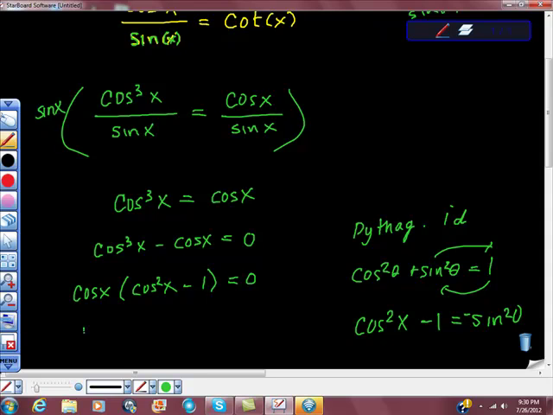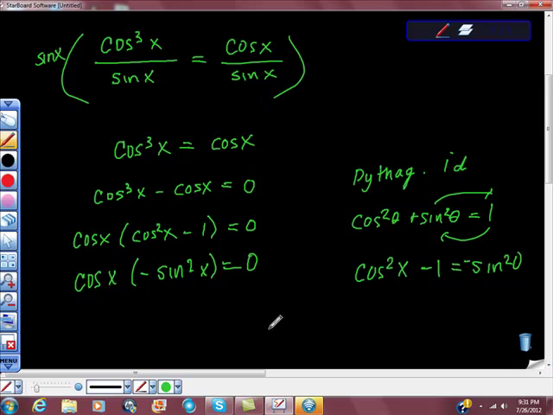So I'm going to replace this whole thing, and I'm going to say cosine x times negative, or opposite, sine squared x is equal to 0. And now we just have to look and figure out where this is true. So we're going to use the zero product property here, right? And we're going to say that this times this has to equal 0. So if cosine of x was 0, that would work. So we're going to say, well, cosine of x has to equal 0. And so does opposite sine x has to equal 0. Multiply both sides of this thing by negative 1, and we get sine of x is equal to 0.